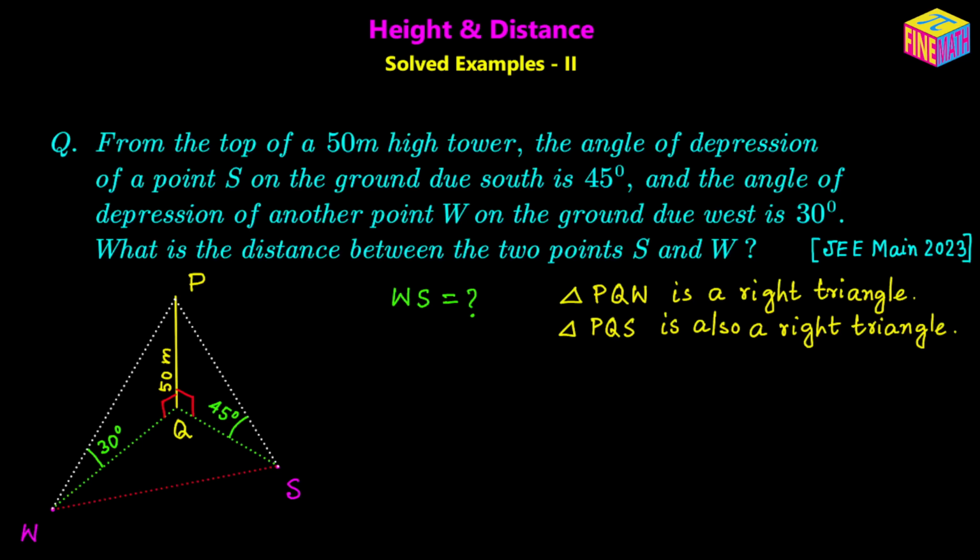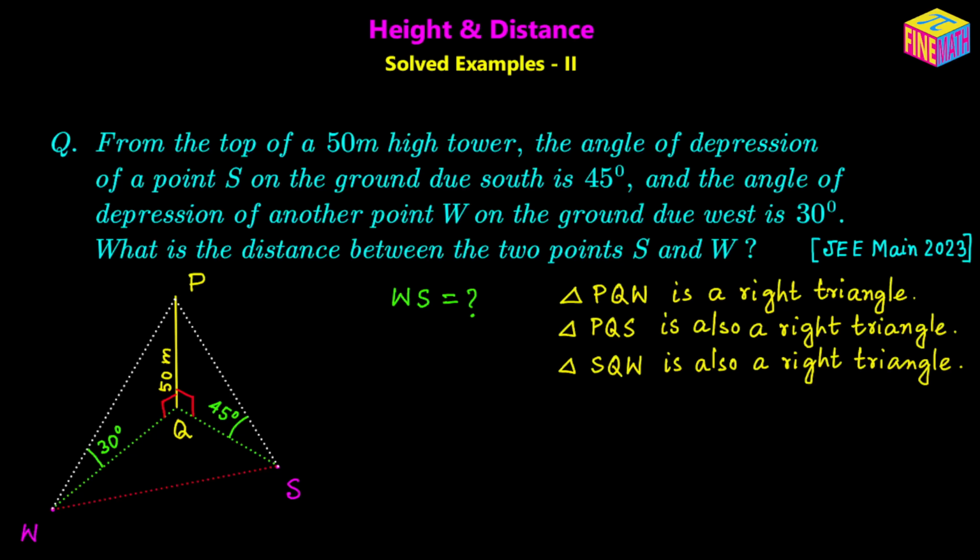Similarly, if we look at the triangle PQS, that will also be a right triangle because QS is at the ground level, PQ is standing upright on the ground, so that angle PQS will be a 90 degree angle, a right angle. So the triangle PQS is a right triangle. Next, if we think about the triangle SQW, that is also a right triangle. Why? Because the angle SQW will be a right angle, since we are talking about the south direction and the west direction, and we know that south and west form a 90 degree angle. So angle SQW will be a right angle. That means the triangle SQW will be a right triangle.